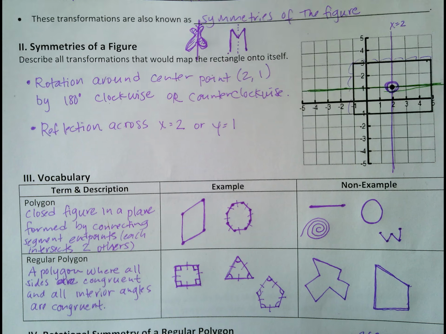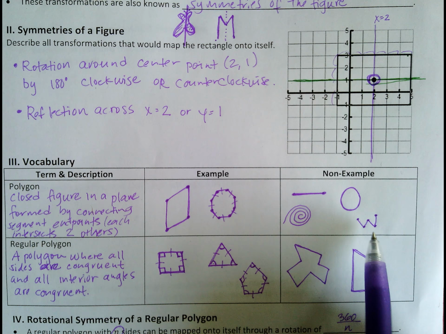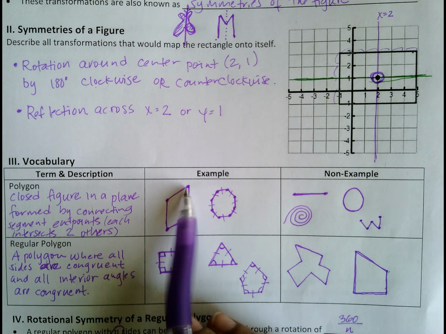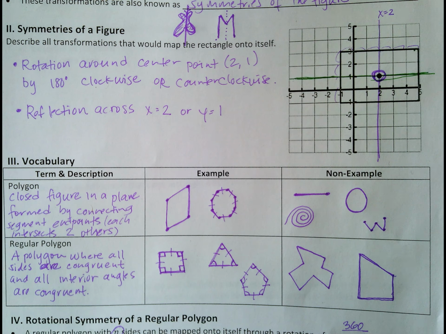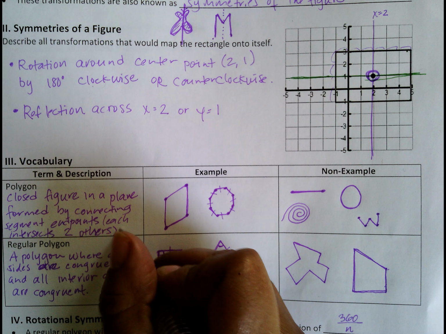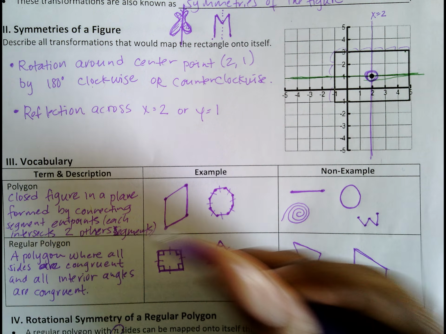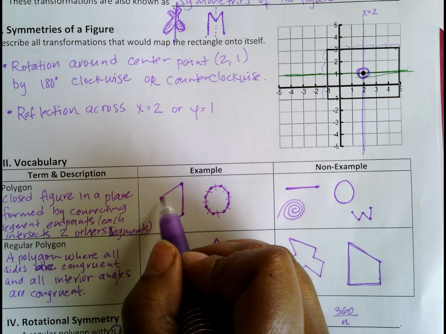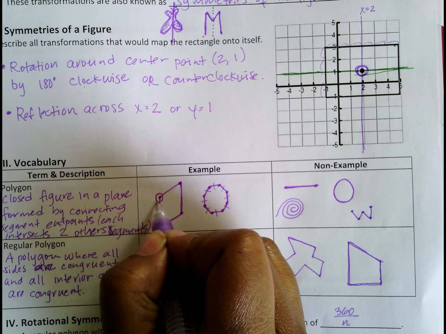Important vocabulary. A polygon. A polygon is a closed figure, unlike this figure here or that figure there, right? Closed means it's literally closed. There's no openings. In a plane formed by connecting segment endpoints, and each endpoint intersects 2 other segments, okay? So let's put 2 other segments, that's important. All right, so for example, if you look at this example of a polygon, this endpoint here connects this segment.